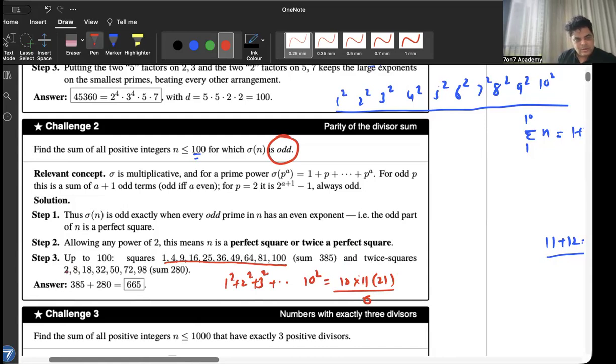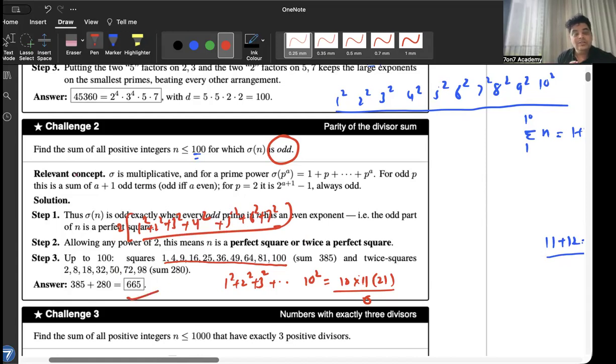Then the double of the square numbers. So 2 times 1 square plus 2 square plus 3 square plus 4 square plus 5 square plus 6 square plus 7 square. These also you can add and double. This formula is suitable, so it is 10 into 11 into 21 by 3. Perfect. So you got it now. Understand? You add those and it will give you this.